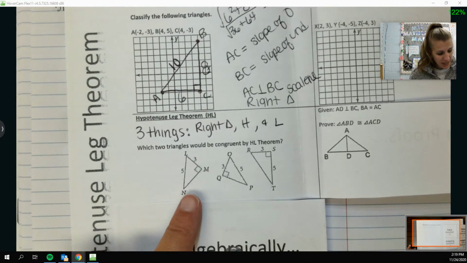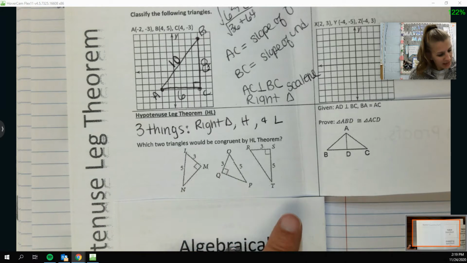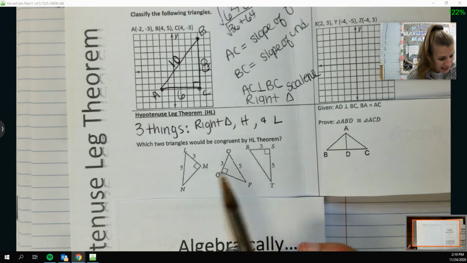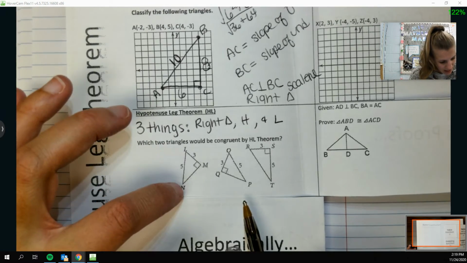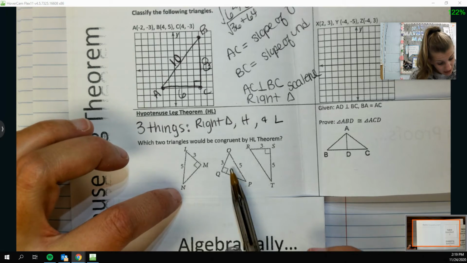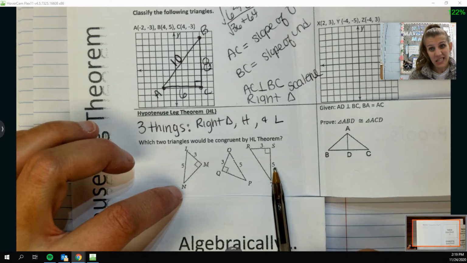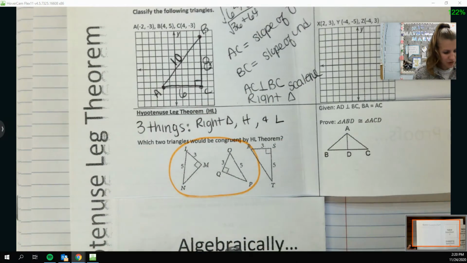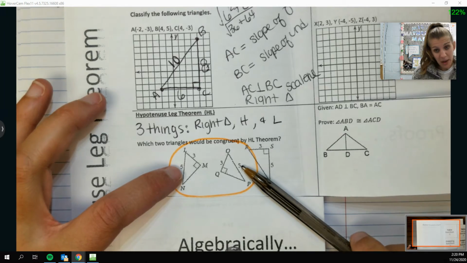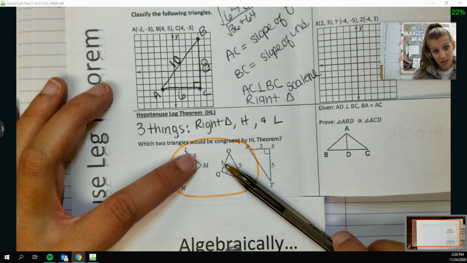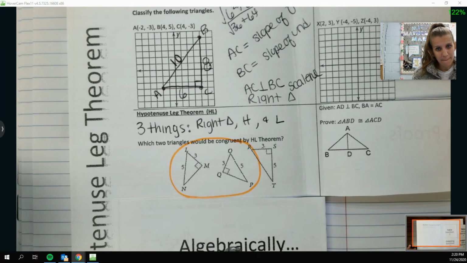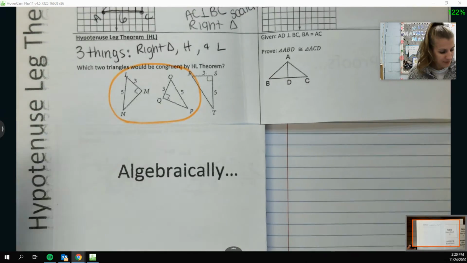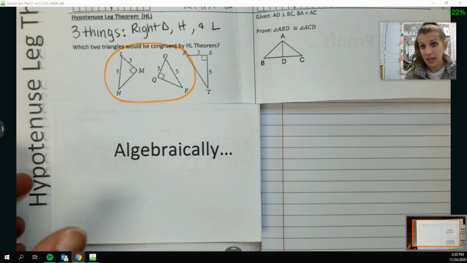So in this quick example right here, which 2 triangles would be congruent by the HL theorem? Well, all 3 of them are right triangles, so that's not super helpful. But if I take a look, this guy has a hypotenuse of 5, and so does that one, but this last one doesn't. So these 2 would be congruent by HL, and that's because their hypotenuses and their legs are congruent. So I feel like we probably don't need to do this one here. I really wouldn't worry about it. If you guys want to do it, we can do it together tomorrow.